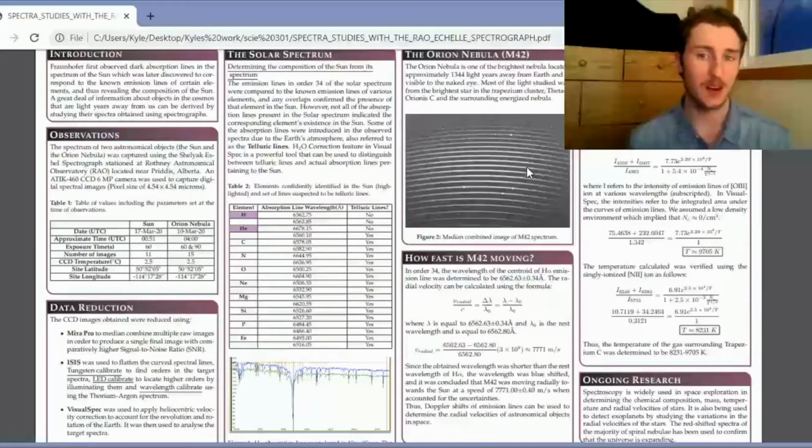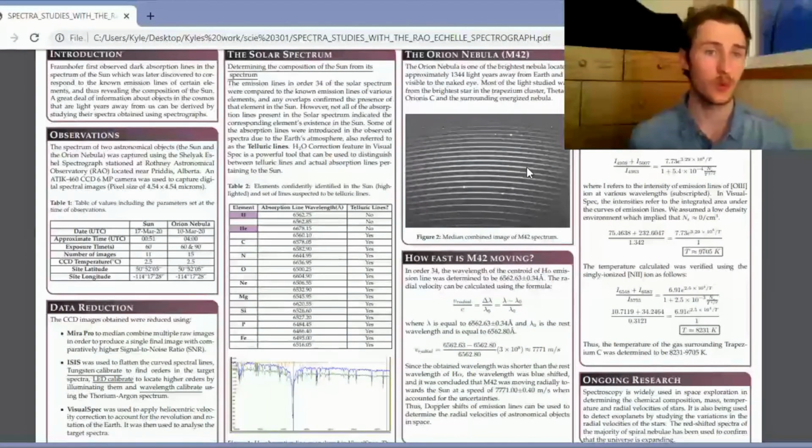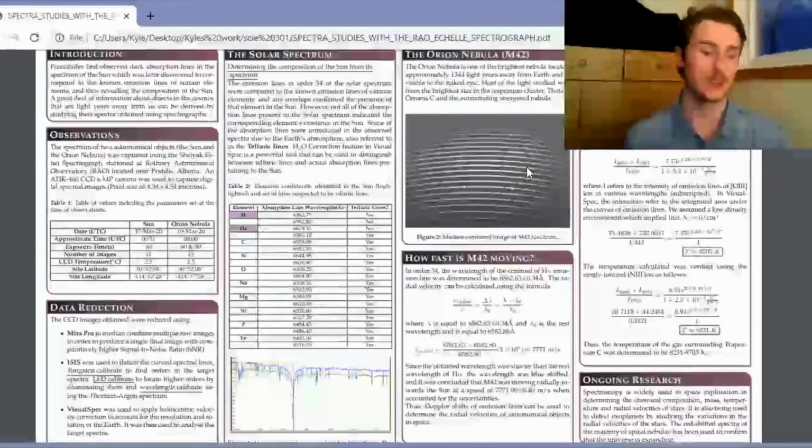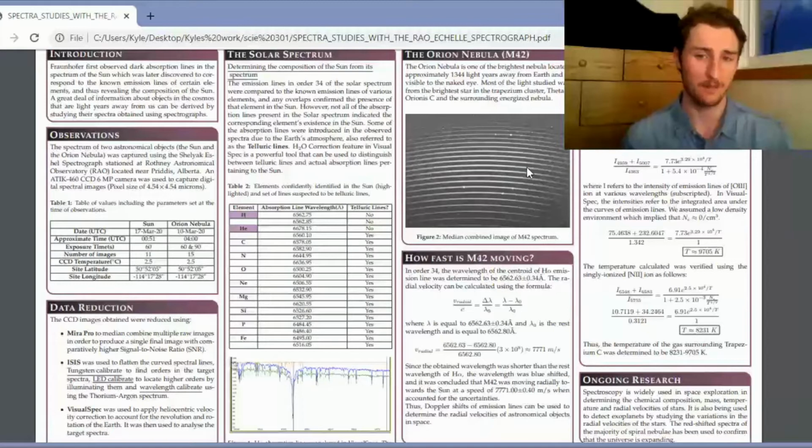Now, because our hydrogen alpha emission line is shorter than our rest wavelength, we can also determine that we have a blue shifted wavelength, which means that M42 is moving towards the Sun at that 7,771 meters per second. Now, this also shows that Doppler shifts of emission lines can be used to determine radial velocities of astronomical objects.